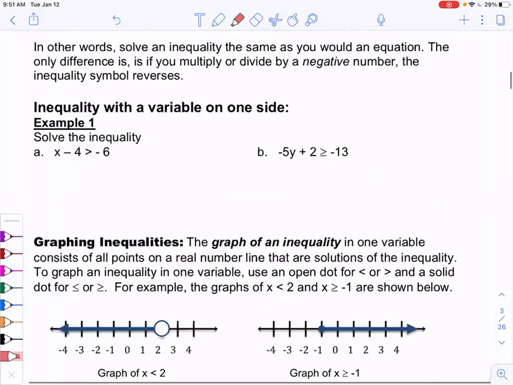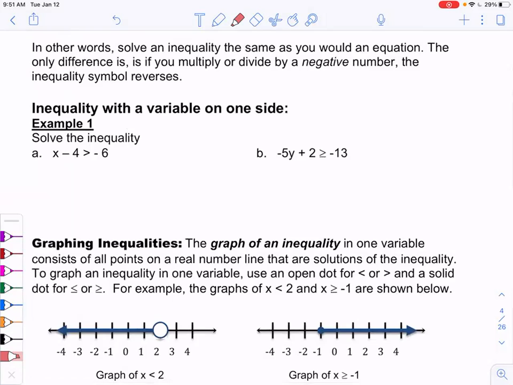Josh, you want to read this for us? In other words, solve an inequality the same as you would an equation. The only difference is if you multiply or divide by a negative number, the inequality symbol reverses. Good. So now we heard it from me, we heard it from the paper, and we heard it from Josh. We got it in there?